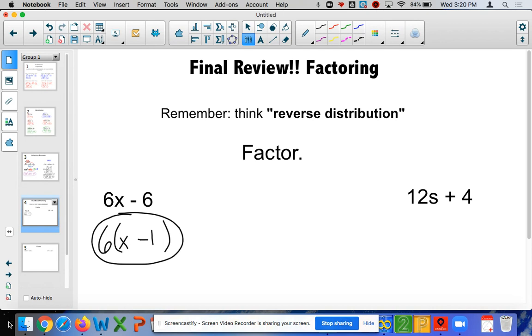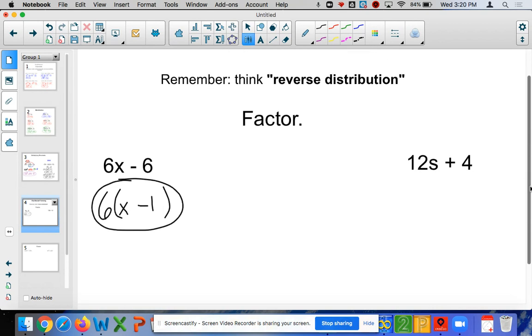Now let's take a look at the right example, 12s plus 4. What's the largest number that the two numbers have in common? They have to be in common. Some of you just like to write the biggest number and be done with it. That's not what we do. We have to look at both numbers, the 12 and the 4, and ask ourselves, what is the largest number that they share? And you'll see that 4 is the largest number that they share.